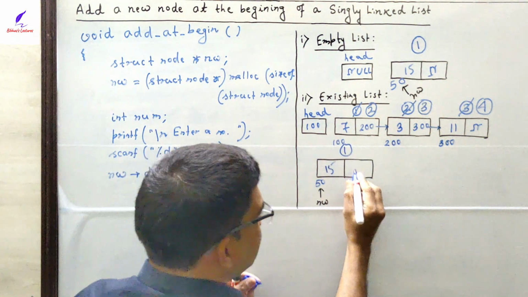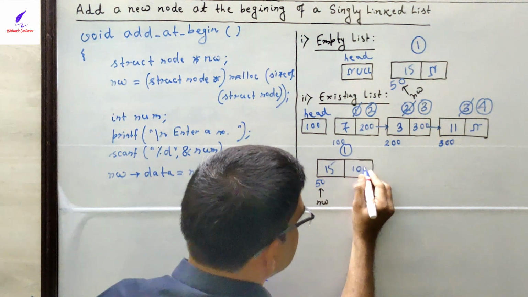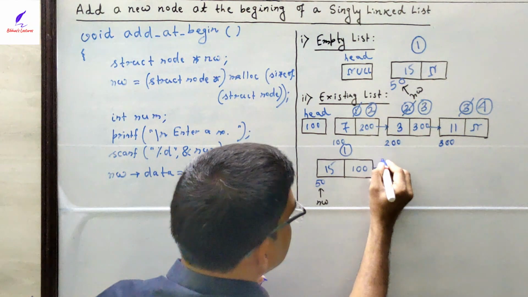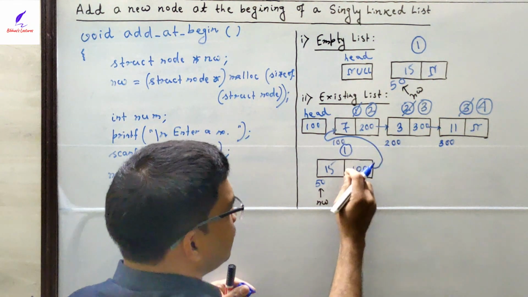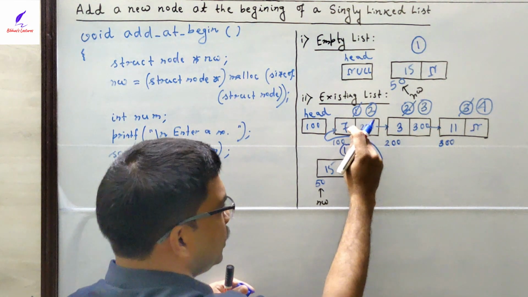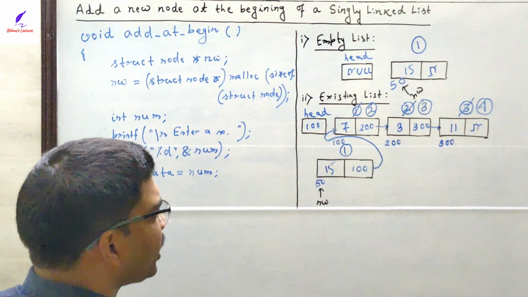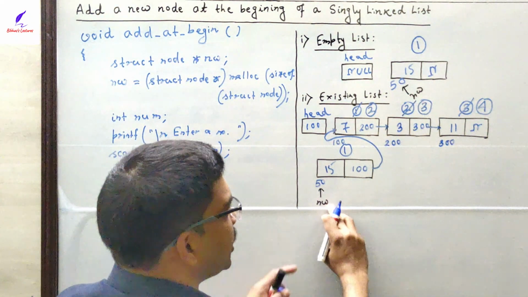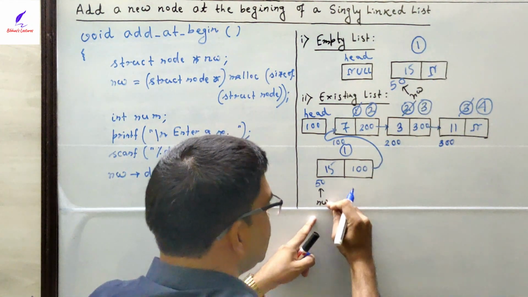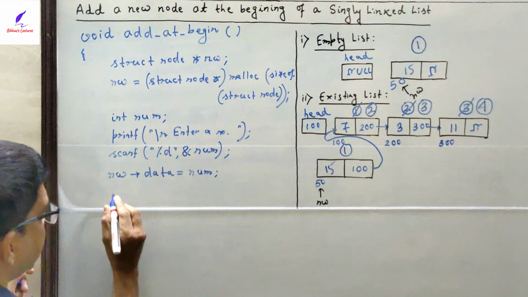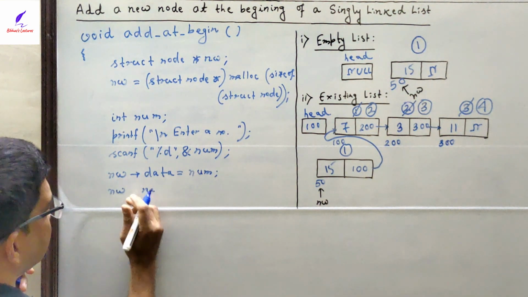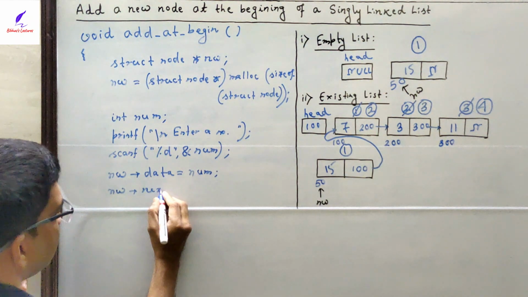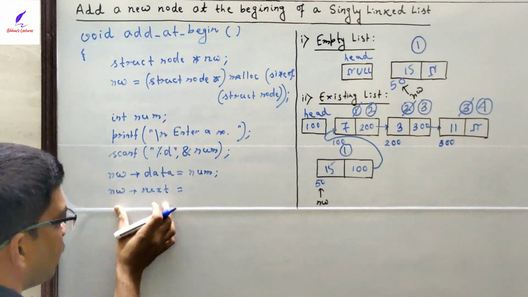Okay, so if we mention 100 here, then what will happen? It will be assumed that after 50, the next node is 100. That means we can set up a connection between these two. Now how to make this connection? Which part do we want to access? We want to access the next part of which node? The node being pointed to by NW. So we are accessing the next member as NW arrow next.